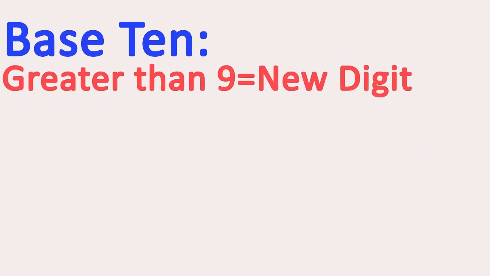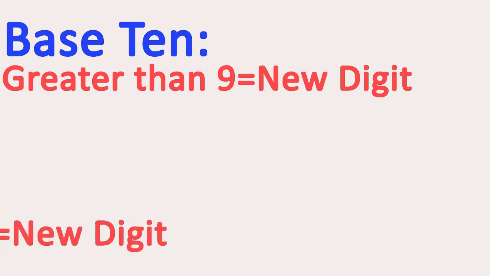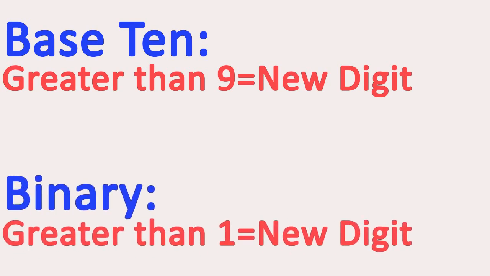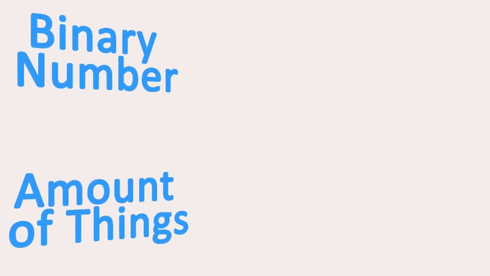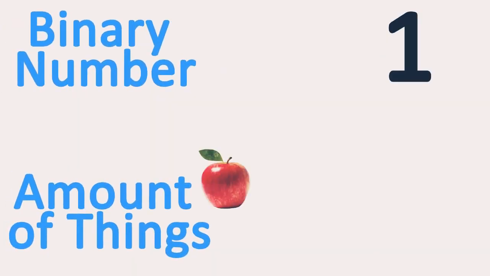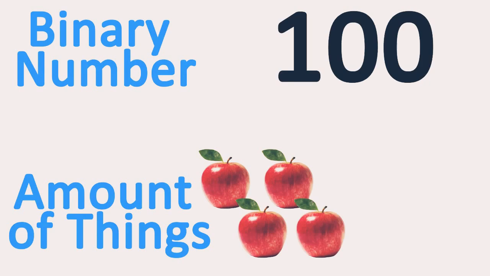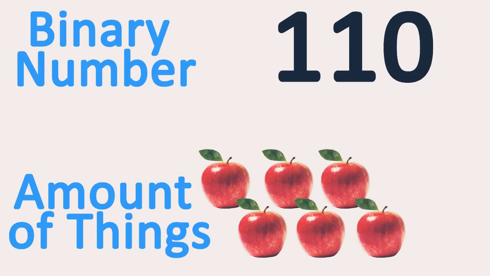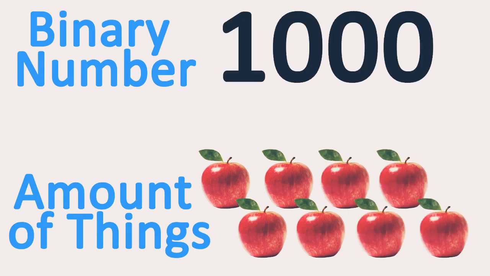about binary. Now binary works the exact same way as base 10 positional, but instead of each digit going from 0 to 9, it goes from 0 to 1. Counting upwards in binary sounds like this: 0, 1, 10, 11, 100, 101, 110, 111, and 1000.